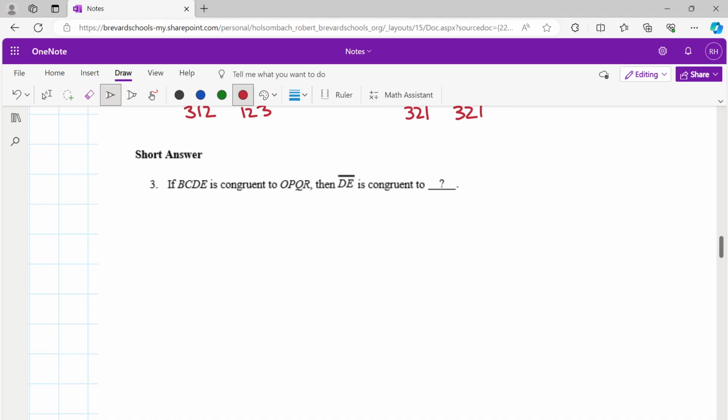Problem number 3. If BCDE is congruent to OPQR, then DE is congruent to QR. Good. All right, the order of the vertices is what determines what is or is not congruent to each other.